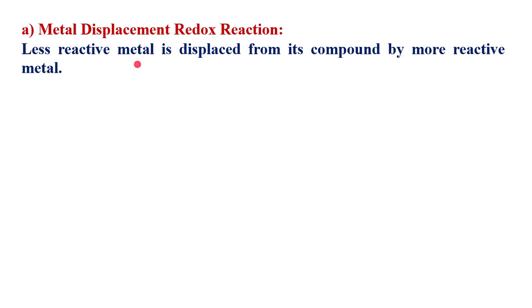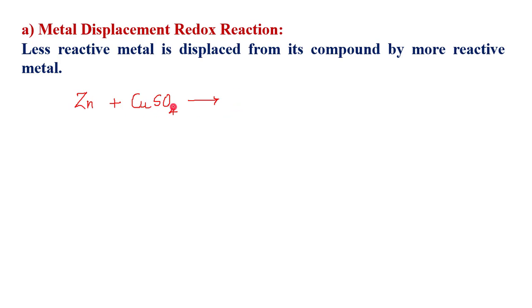Less reactive metal is displaced from its compound by a more reactive metal. Like, for example, if you take zinc treated with copper sulfate solution. Copper sulfate solution is a blue colored solution, right? When you prepare its solution it will be blue in color.